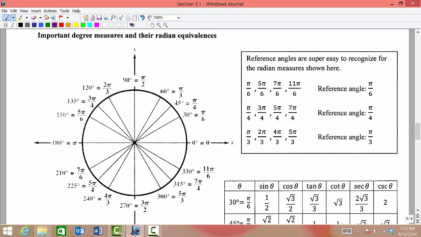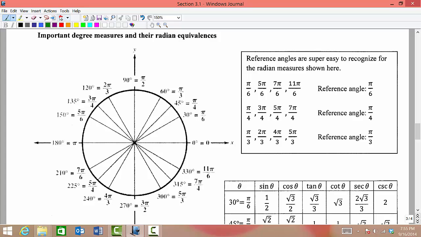Here we have our circle with all of our special angles that we talked about, 30 degrees, 45, 60, 90, and then the family of reference angle values given all the way around. So we're given all the degree measures that we have seen in the past and their radian measure equivalencies.